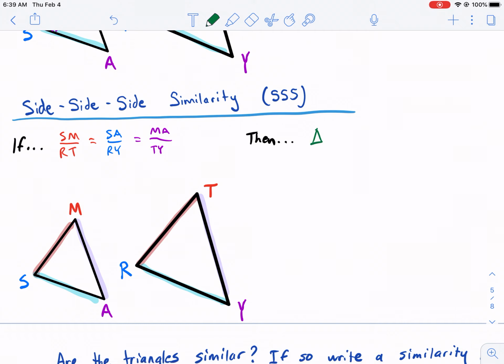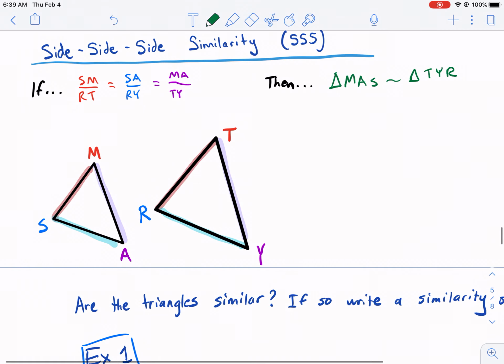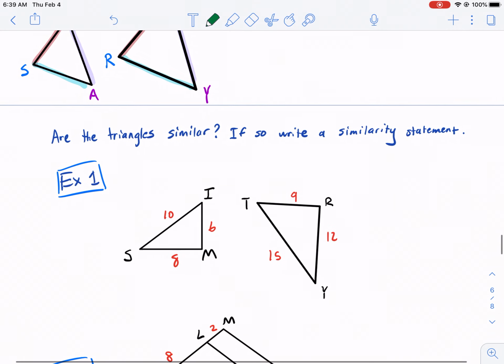And let's name it something else. We're going to call it MAS this time, similar to, and let's keep the order the same, TYR. We can change up the order. Same triangle, different name.